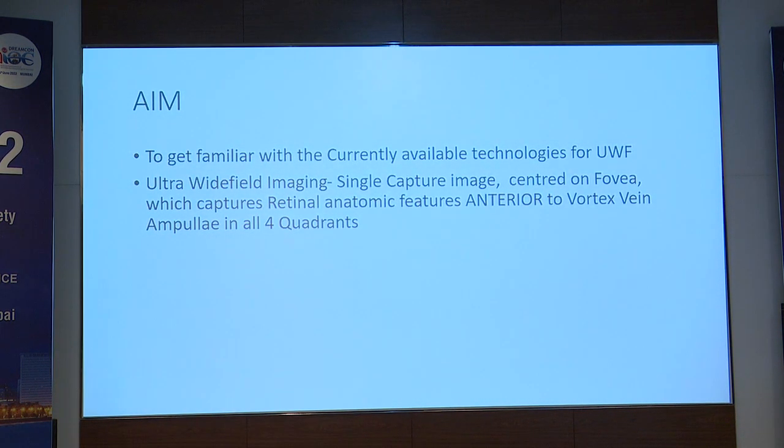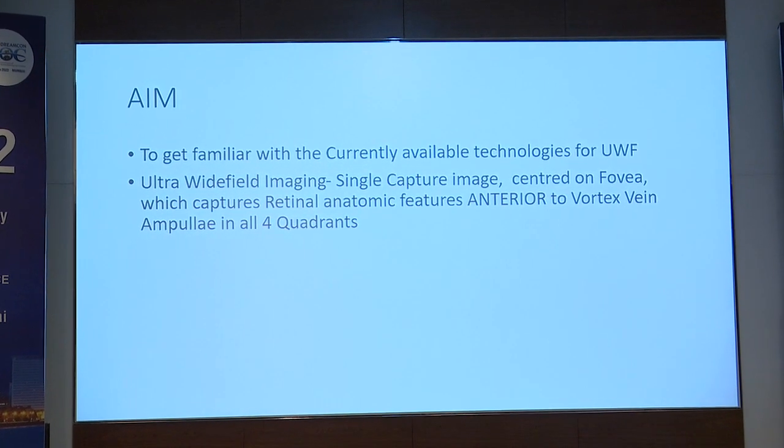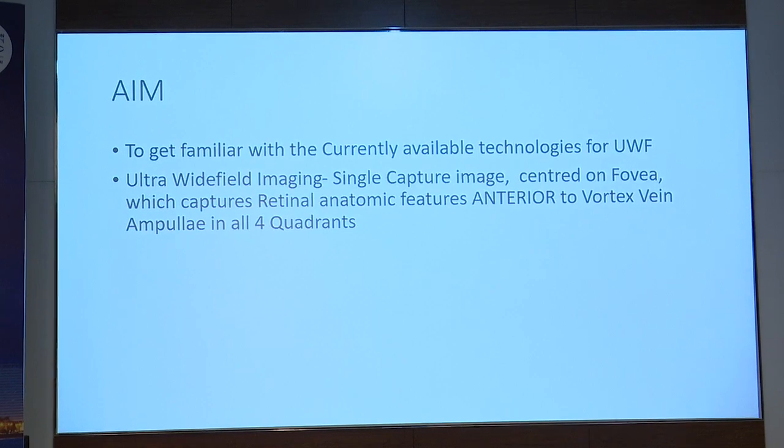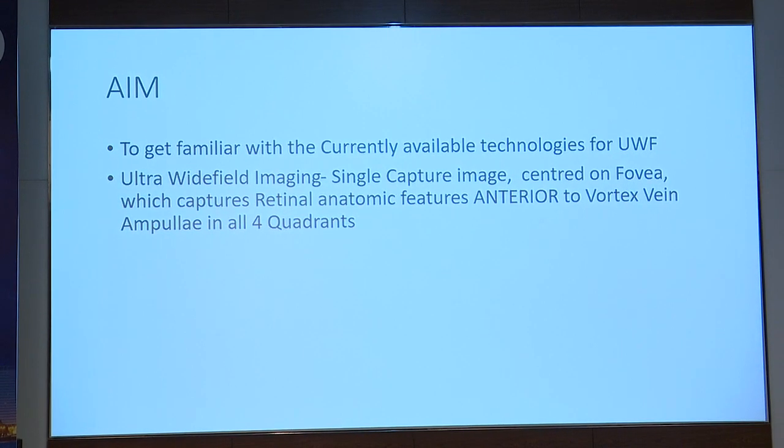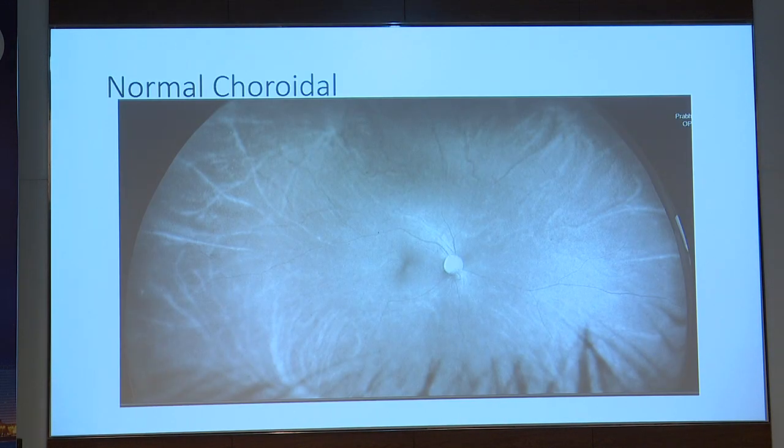Now, we'll be looking at 4 technologies here, but before that, let's define what's ultra-wide field imaging. It's a single capture image centered on the fovea, which captures the retinal anatomical features anterior to the vortex vein ampullae in all 4 quadrants. That's the definition. So as you can see here, we have these ampullae all around, and we are seeing beyond that. That's what is ultra-wide field.